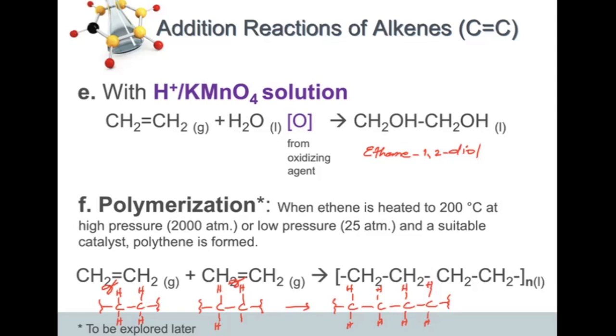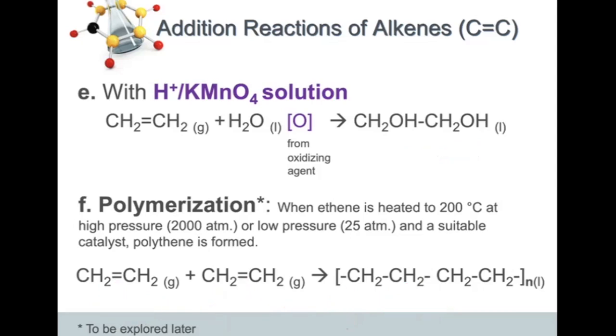Or as it's written there, you see a bracket with an n outside. n can be 50 or more. So that's showing a partial structure of the ethene molecule. So this would be ethene and ethene going together to give us polythene. Poly means many, and ethene coming from the ethene molecule. So this will be explored a little later on.